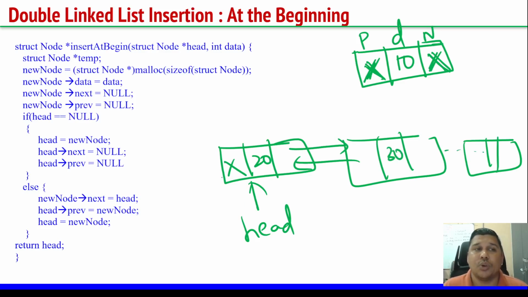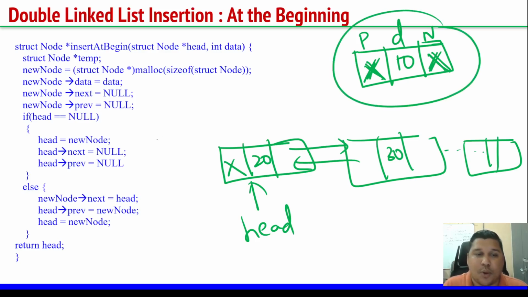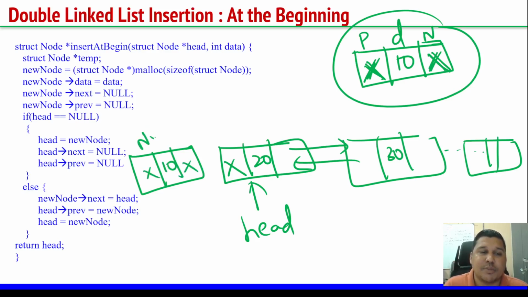Now, what do I have to do? I want to insert an element at the beginning. When I want to insert an element at the beginning, I want to place this box here like this. Now, 10 is there, null is there, null is there. This is my new node, and this is my head. In the head, the previous pointer is null.